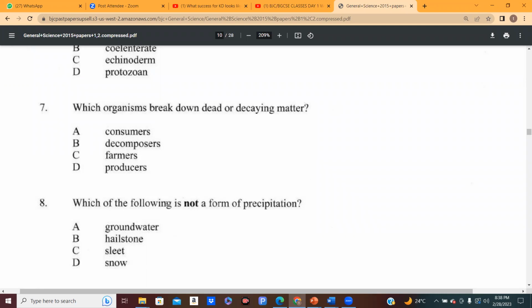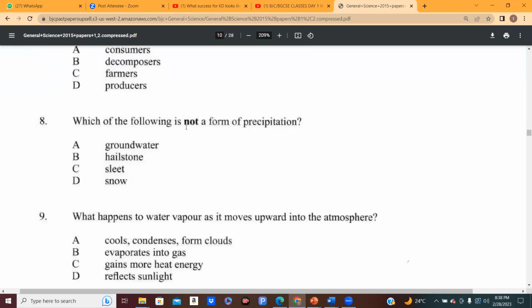Karen, number 8. Which of the following is not a form of precipitation? Is it A, groundwater, B, hailstone, C, sleet, or D, snow? C. Sleet. No, sleet is precipitation. That's a form of precipitation. Try again. A, groundwater. Very good.